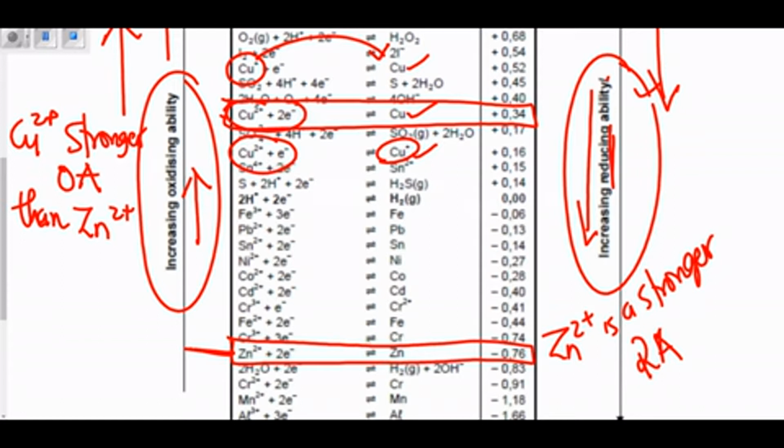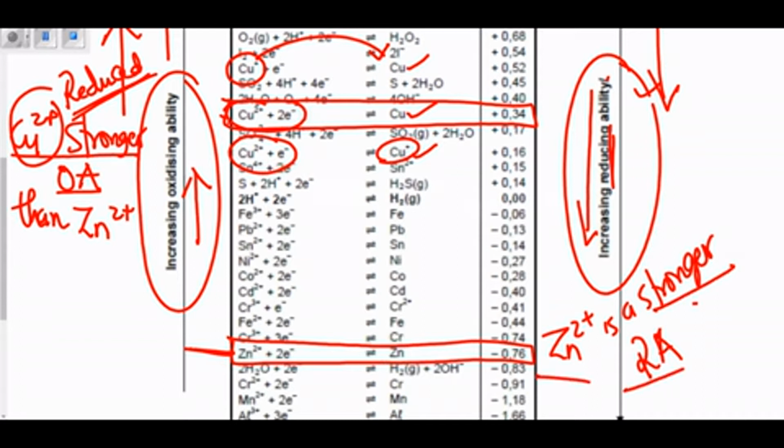It therefore makes it simple to say that since copper 2 plus is a stronger oxidizing agent, it will be easily reduced. I'll say that again. Copper 2 plus is a stronger oxidizing agent. It will be easily reduced. Zinc 2 plus is a stronger reducing agent. It will be easily oxidized.